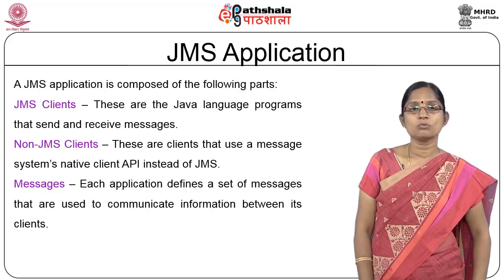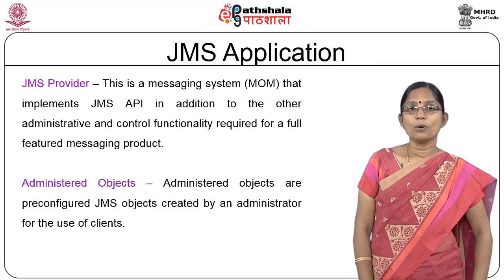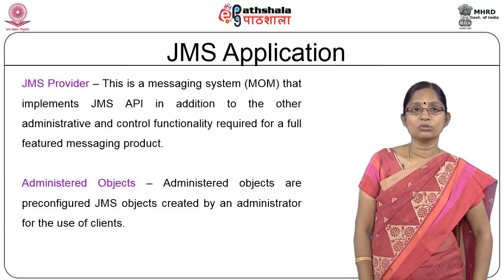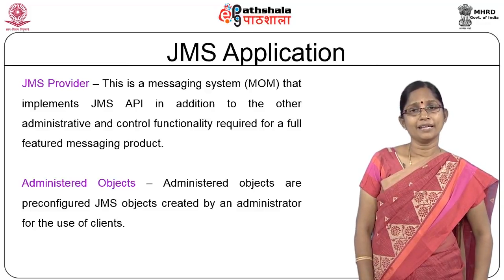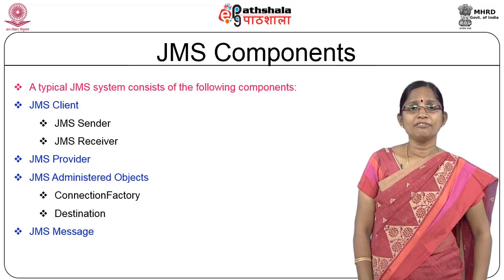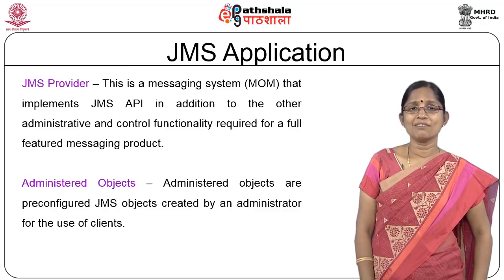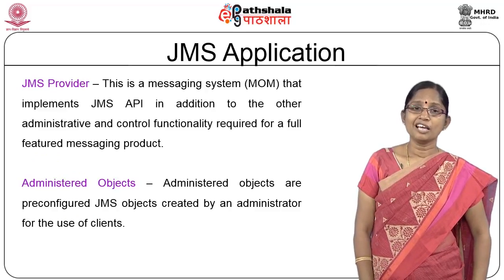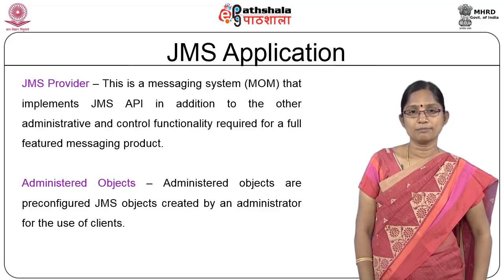Now, messages are what get communicated between the publishers and subscribers. Each application defines a set of messages, and these are used to communicate information between the clients. Now, the provider is there and the consumer is there. First, let us look at the JMS provider. The provider is again a messaging system. It implements the JMS API in addition to other administrative and control functionality. Apart from the JMS provider, we have some administered objects also. Administered objects are pre-configured JMS objects. These are created by the administrator for the use of clients.